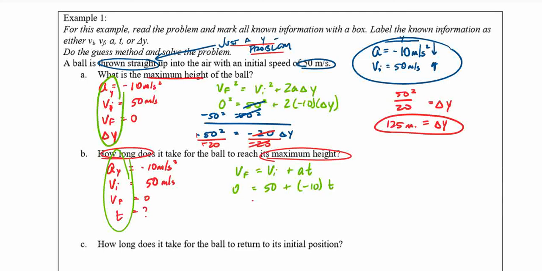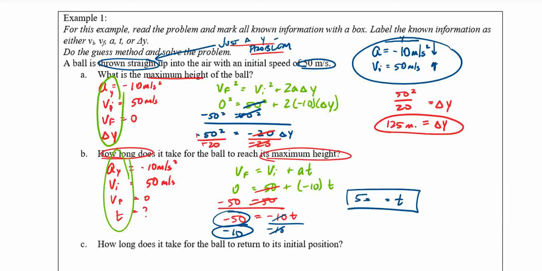So we're going to subtract 50 over on both sides. That 50 goes away. We get negative 50 is equal to negative 10t. If we're going to solve for t, we're going to divide both sides by negative 10. And so t comes out to be negative 50 divided by negative 10, or 5 seconds. That's how we do that part of the problem.